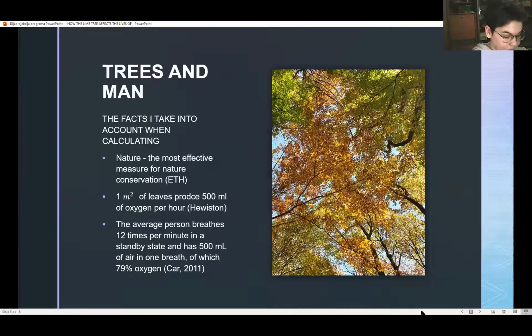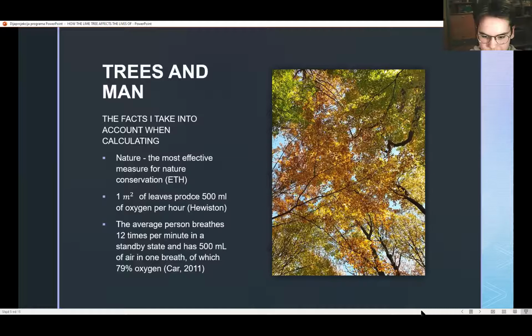So I calculated the amount of oxygen produced per equal area size. I wrote that on the paper because I know that someone will ask that.